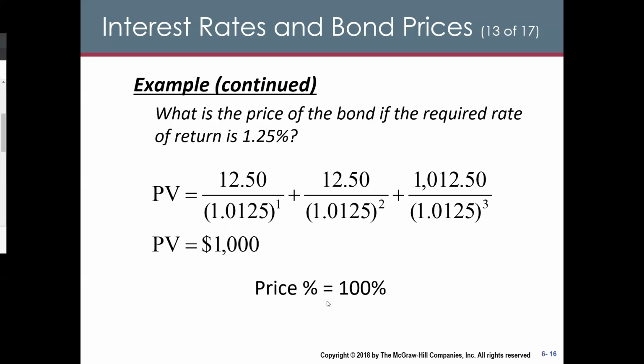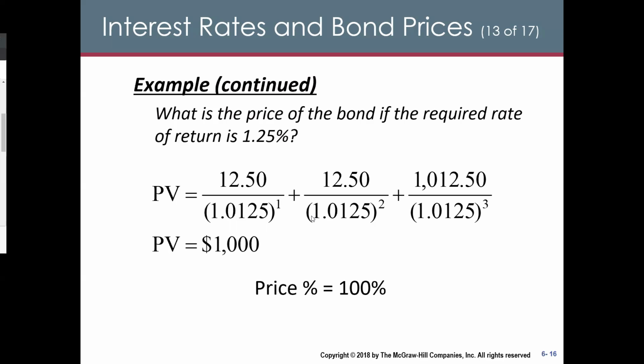Is this a coincidence? No. If the required rate equals the coupon rate for an annual coupon bond, you can try, the price is always 100%. In other words, the present value is always equal to the face value.